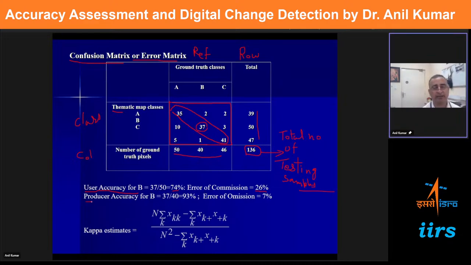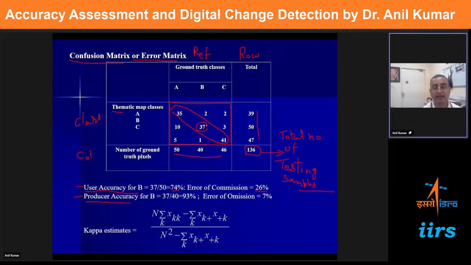Next is producer accuracy. Producer accuracy means how correctly the samples are identified on the reference map. So here you have to take, again, class B. Now, user accuracy and producer accuracy you can get for each class. You have to calculate for each class. Here, for example, I'm talking about the producer accuracy of class B.